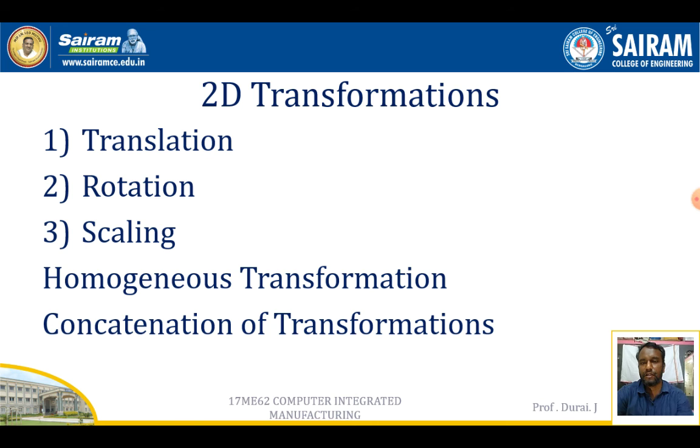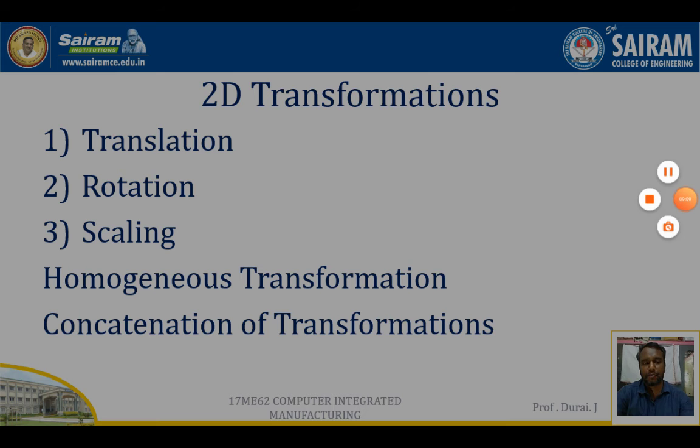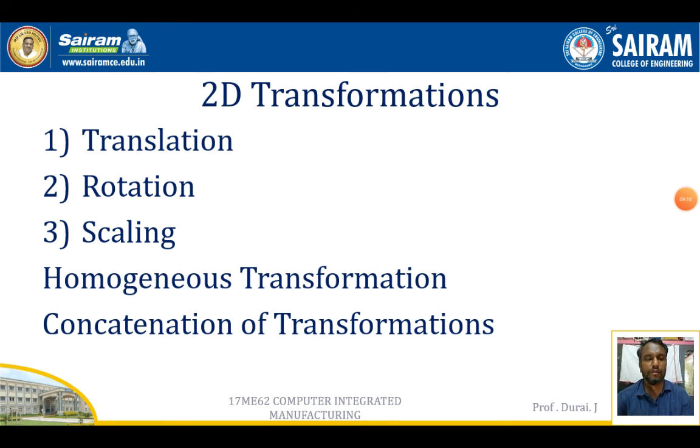Then comes the next one, 2D transformations. The 2D transformations include translation first. This involves transferring an element from one location to another. Suppose a line is there; we can move this line from this particular point to some other position. For that, translation has to be used.